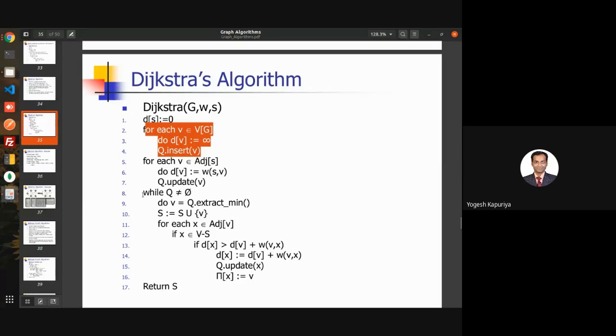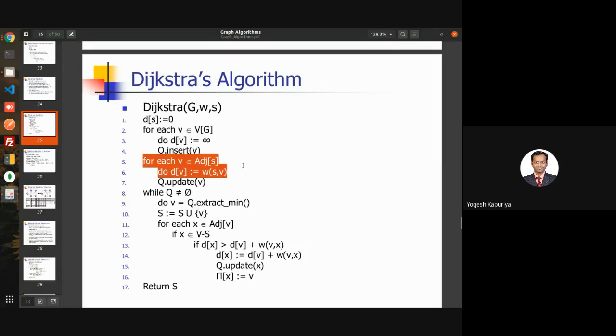Now, in this case we have not inserted the source vertex inside a Q, so you have adjusted its adjacent vertices separately, right? Because we are not inserting inside the queue, you have to write this loop. But for simplicity, you can simply write distance of S is equal to 0, insert S inside a Q, and change this for loop to V of G minus S. Then you can skip this line because the while loop will take care of everything.